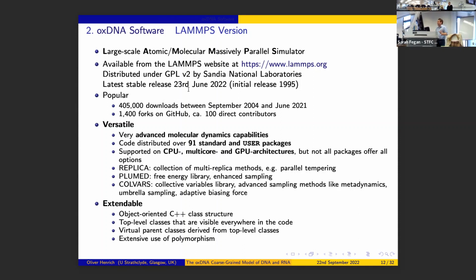It's got amazing functionality, which is why it's very versatile. So you've got 91 standard and user packages. They used to distinguish between standard packages that are maintained by the core team and user packages that are maintained by people like myself, but they don't do this anymore. And you can run it on CPU, multi-core, GPU architectures, but not everything is supported on every architecture. For example, oxDNA is only CPU multi-core at the moment, and it is also one of the projects in the pipeline to get a GPU port of this.